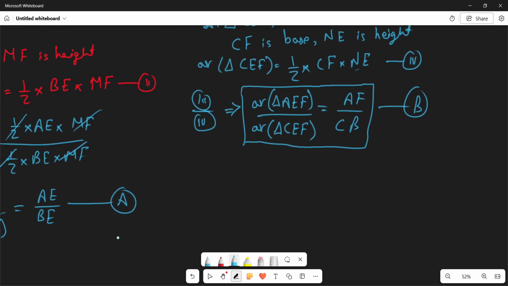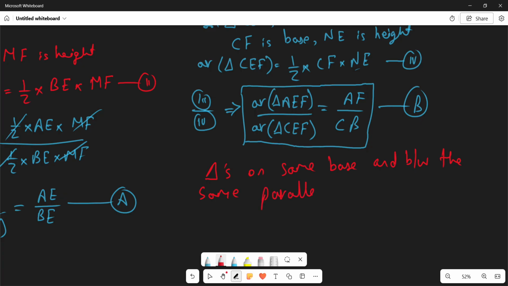So now we have a property that triangles on the same base and between the same parallels are equal in area. Triangles on the same base and between the same parallels are equal in area.